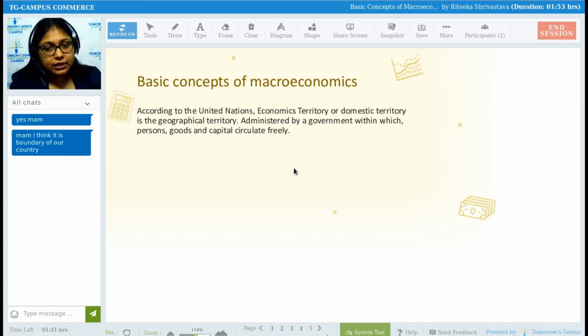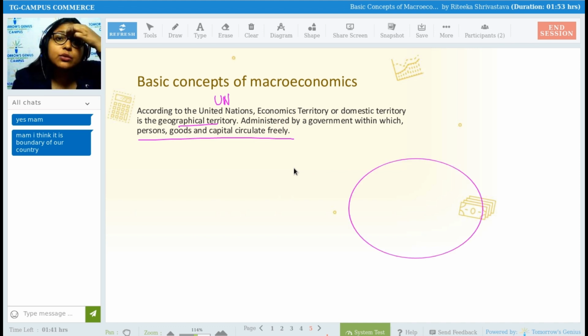According to the United Nations, the UN has given one definition of economic territory. Let us see their definition. According to the United Nations, economic territory or domestic territory is the geographical territory administered by a government within which persons, goods and capital circulate freely. So if this is your country, India, everything inside India is going to circulate very freely as compared to the connection between two different countries.